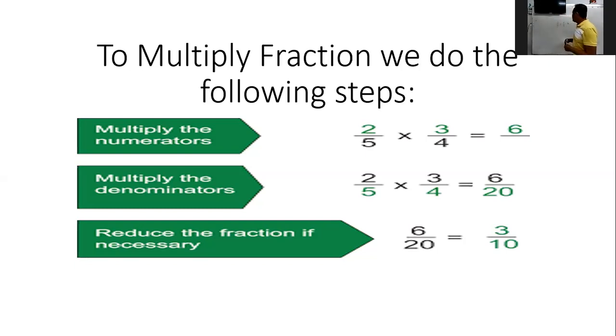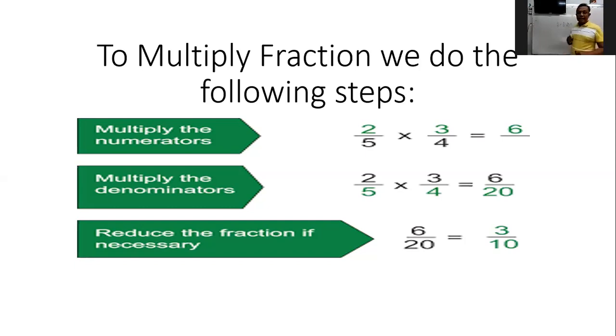Okay? After that, let's multiply the denominators, because the second step is multiply the denominators. 5 times 4 equals 20. So we have 6 over 20. Then reduce the fraction if necessary. Yes, we can reduce this by dividing it by 2. Maybe I will discuss with you sometime how to reduce fractions, but let's just divide this by 2.